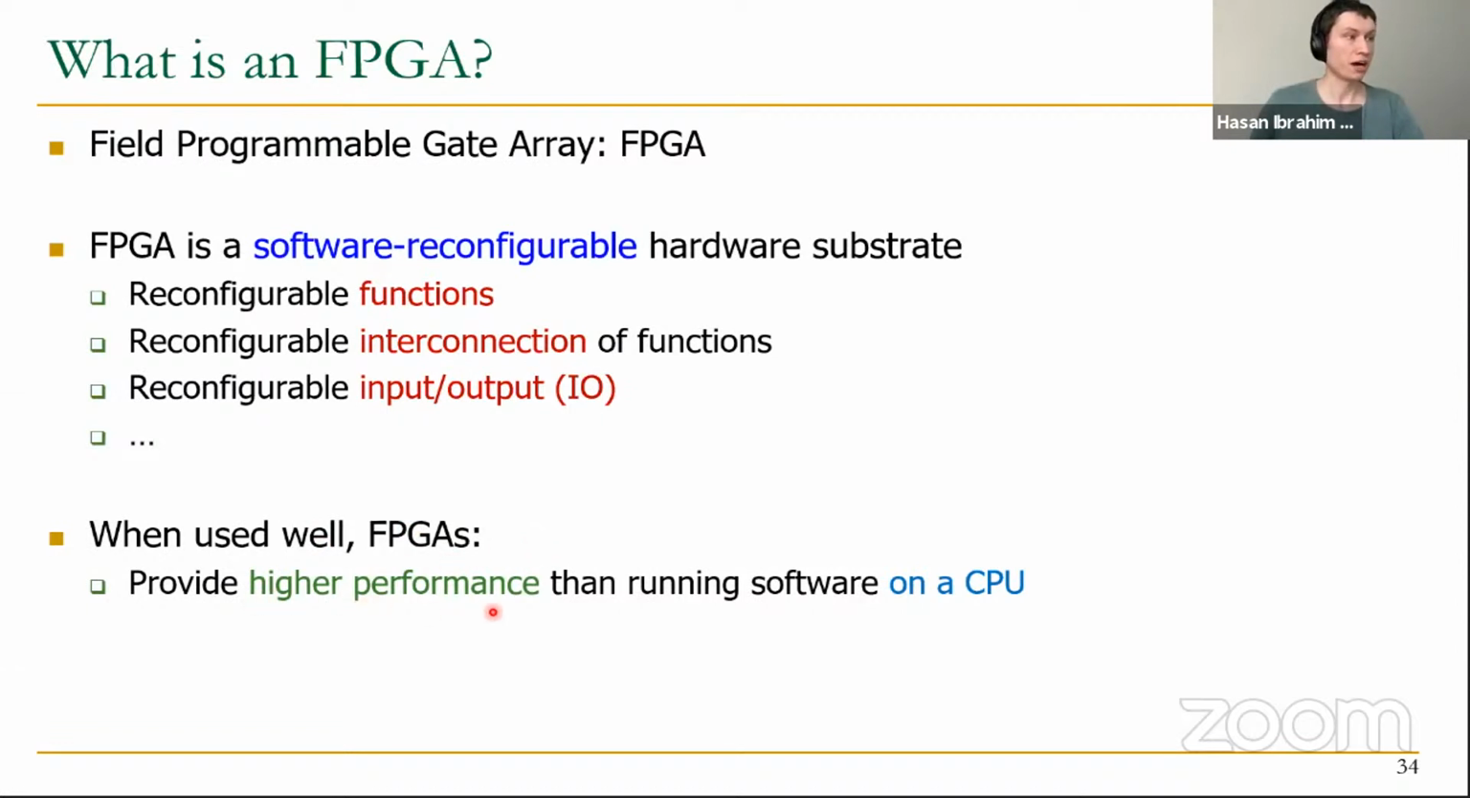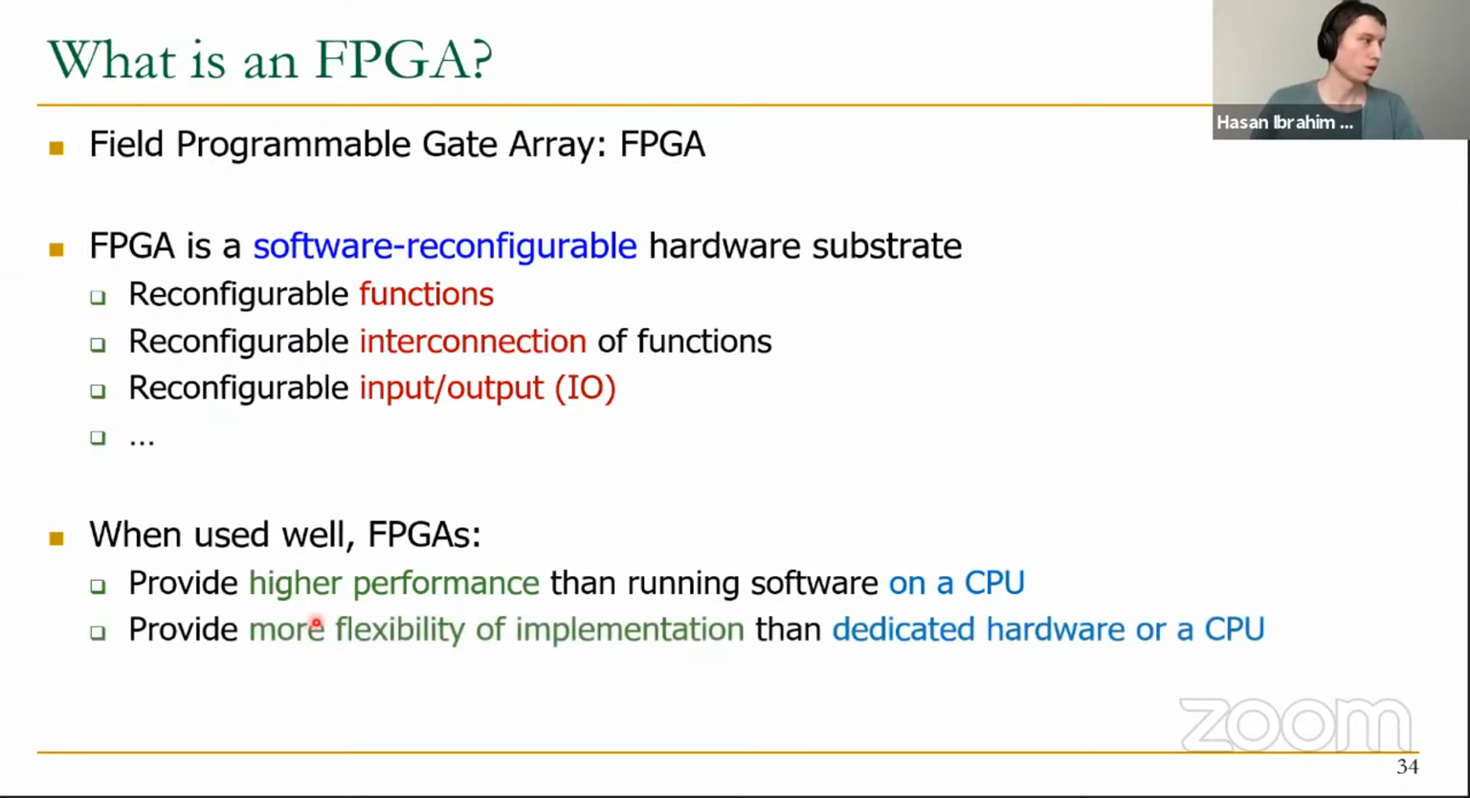For example, they provide higher performance than running your program in software on a CPU. They also provide more flexibility of implementation than dedicated hardware or a CPU. And they typically have a shorter time to market because you don't have to manufacture any chip, but you can just get an FPGA and implement your hardware on it. And if everything works properly, you're done with your application.